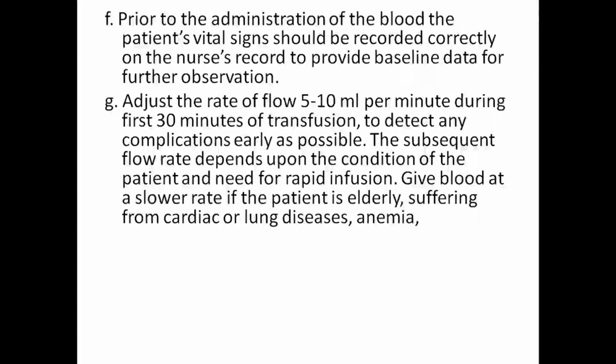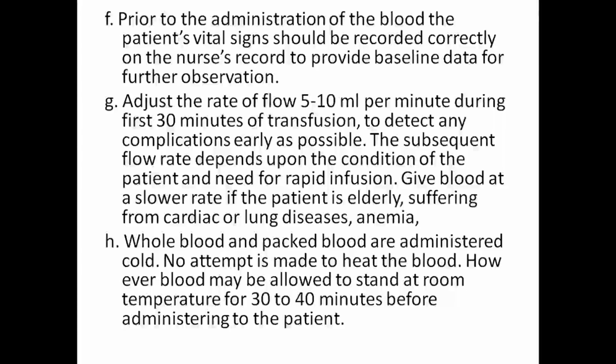Adjust the rate of flow to 5 to 10 ml per minute during the first 30 minutes of transfusion to detect any complications as early as possible. The subsequent flow rate depends on the condition of the patient and need for rapid infusion. Give blood at a slower rate if the patient is elderly, suffering from cardiac or lung disease, and also anemia. Whole blood and packed blood are administered cold.